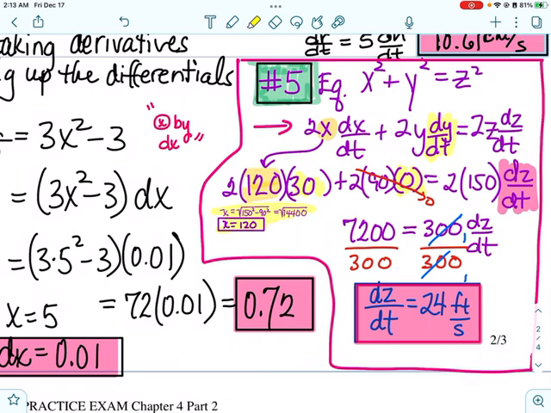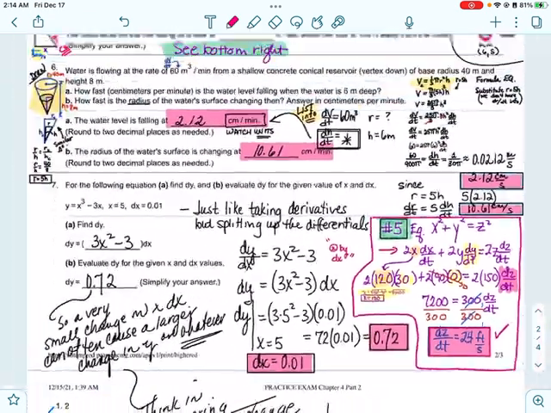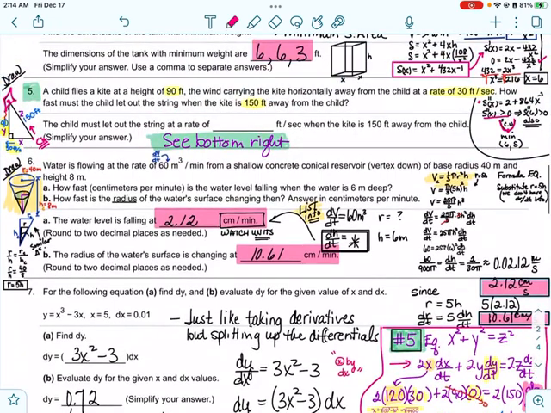Okay, so then in the next line, it turns out 2 times 120 times 30 is going to be 7,200, and that's equal to 300 dz/dt. Divide by 300, and you get your answer: dz/dt is 24 feet per second. That's the rate at which the string has to leave the child's hand. Okay, so that's the answer to that. A rate of 24 feet per second.